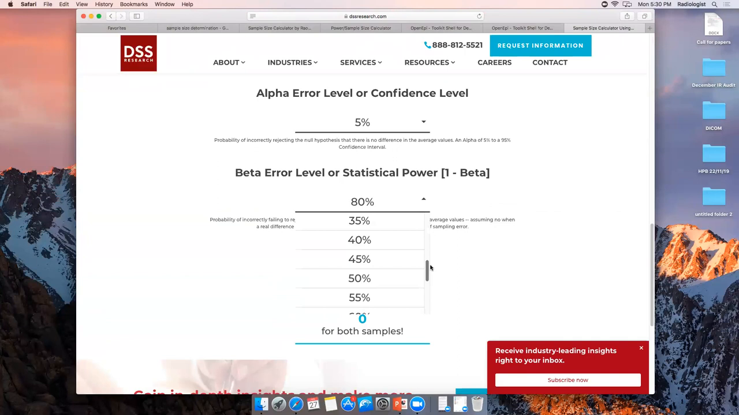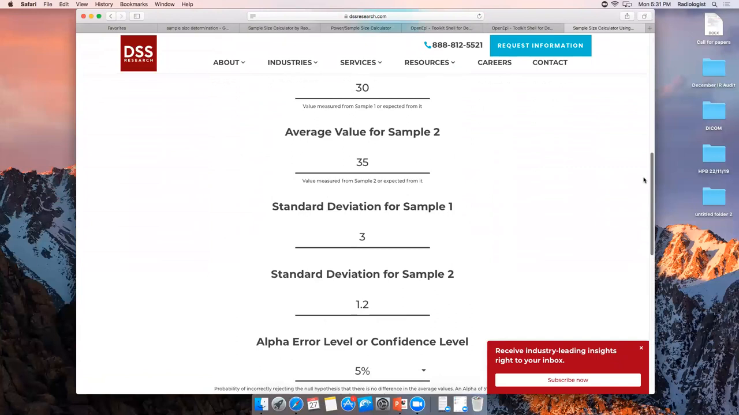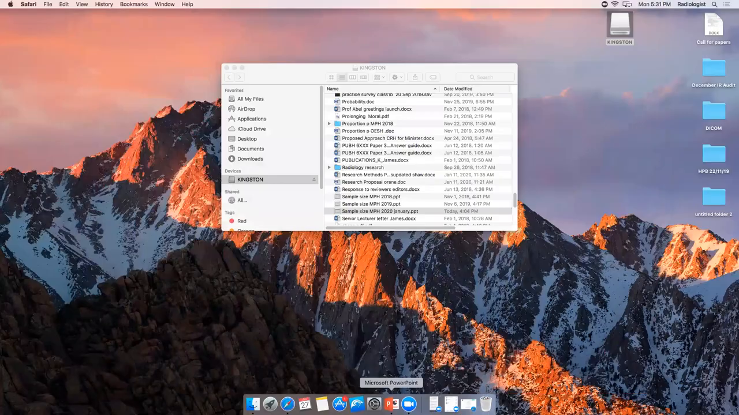And this site is a little bit ambiguous about beta. And it says that the difference is so large, 35 versus 30. Such a big difference that I only need three samples. But that was just made up. That's not realistic. But it will do it, and it's another site that you can visit. I like the other sites better because this one has its own clutter.